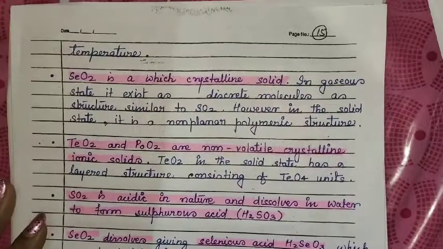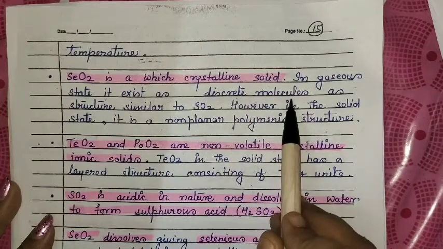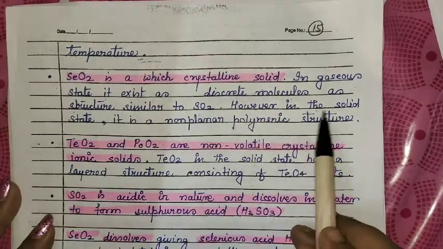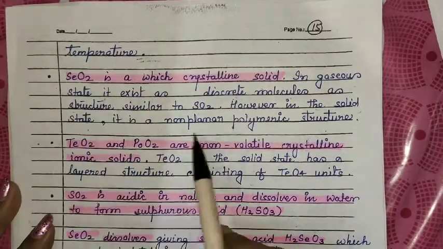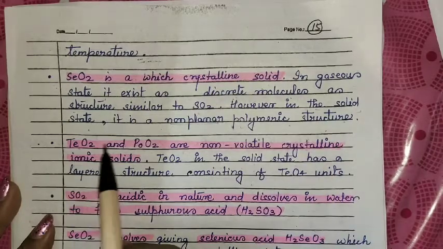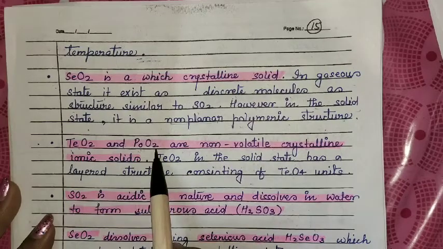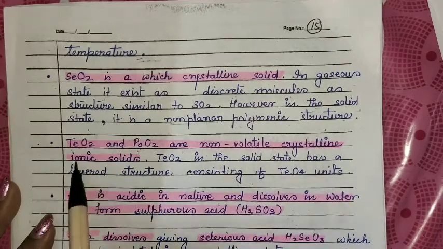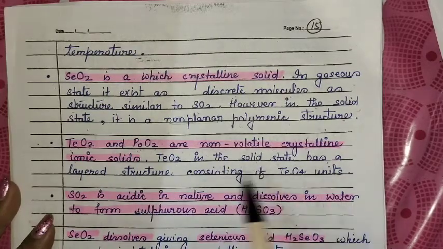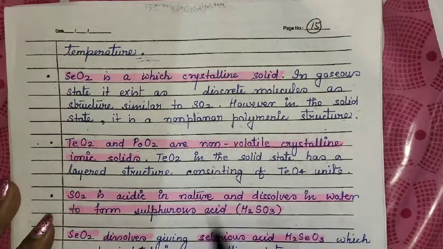SeO2, which is the dioxide of selenium, is a crystalline solid. In gaseous state, it exists as a discrete molecule and its structure is similar to that of SO2. However, in solid state, SeO2 has a non-planar polymeric structure. TeO2 and PoO2, that is tellurium dioxide and polonium dioxide, are non-volatile crystalline ionic solids. TeO2 in solid state has a layered structure consisting of TeO4 units.